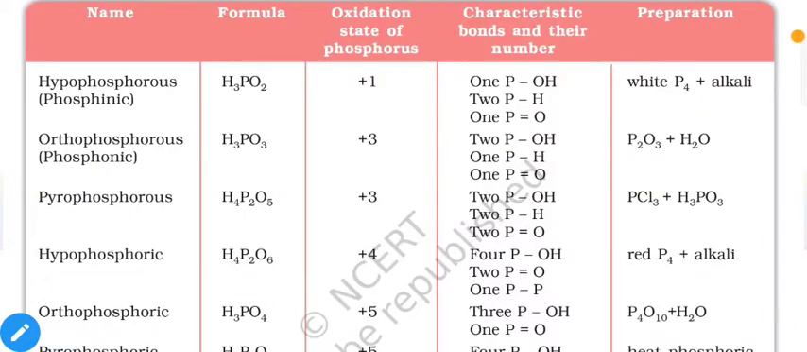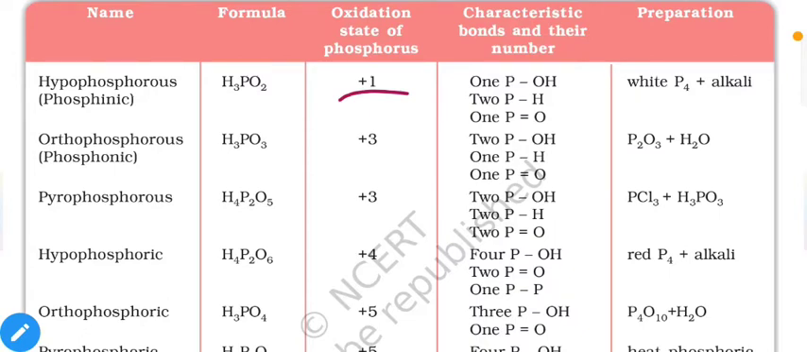So the first one is hypophosphorus acid. As the name suggests, the hypo prefix and OUS suffix indicate the lowest possible oxidation state. So it has +1 oxidation state. It contains one P-OH bond, two P-H bonds and one P=O bond.